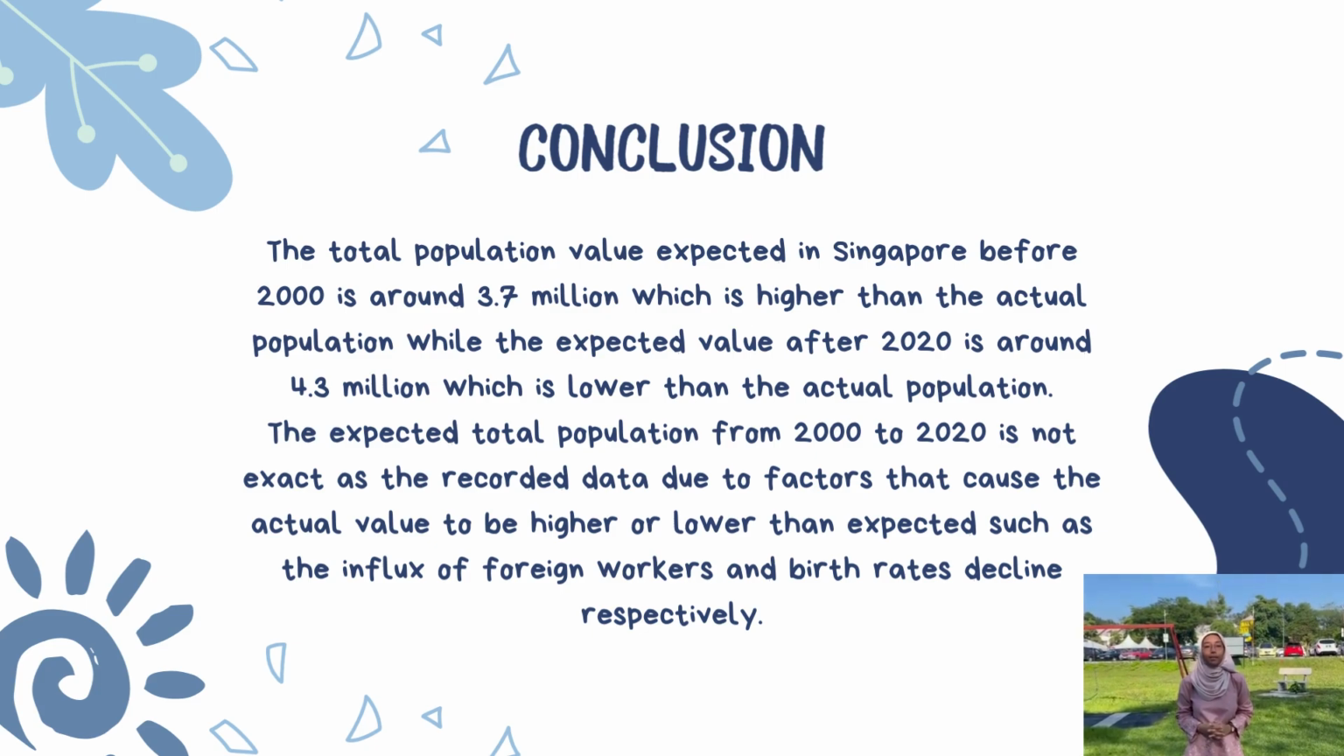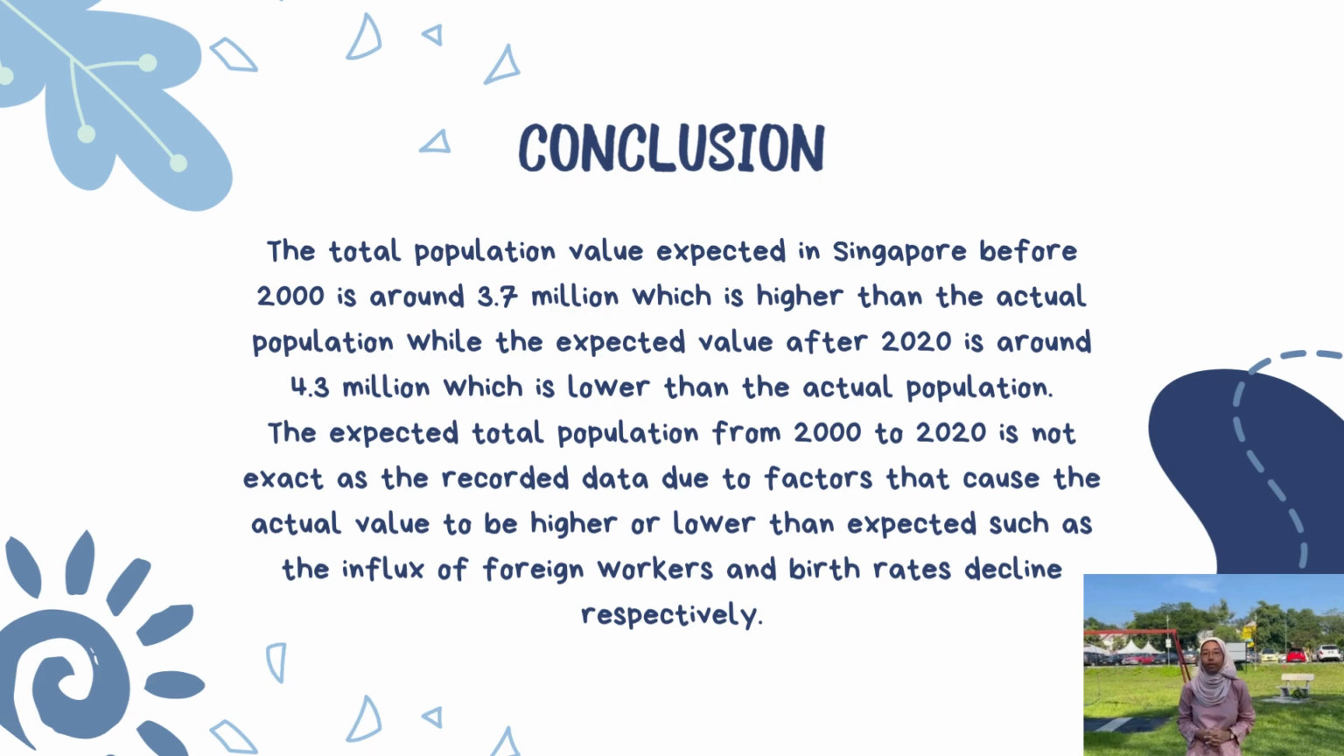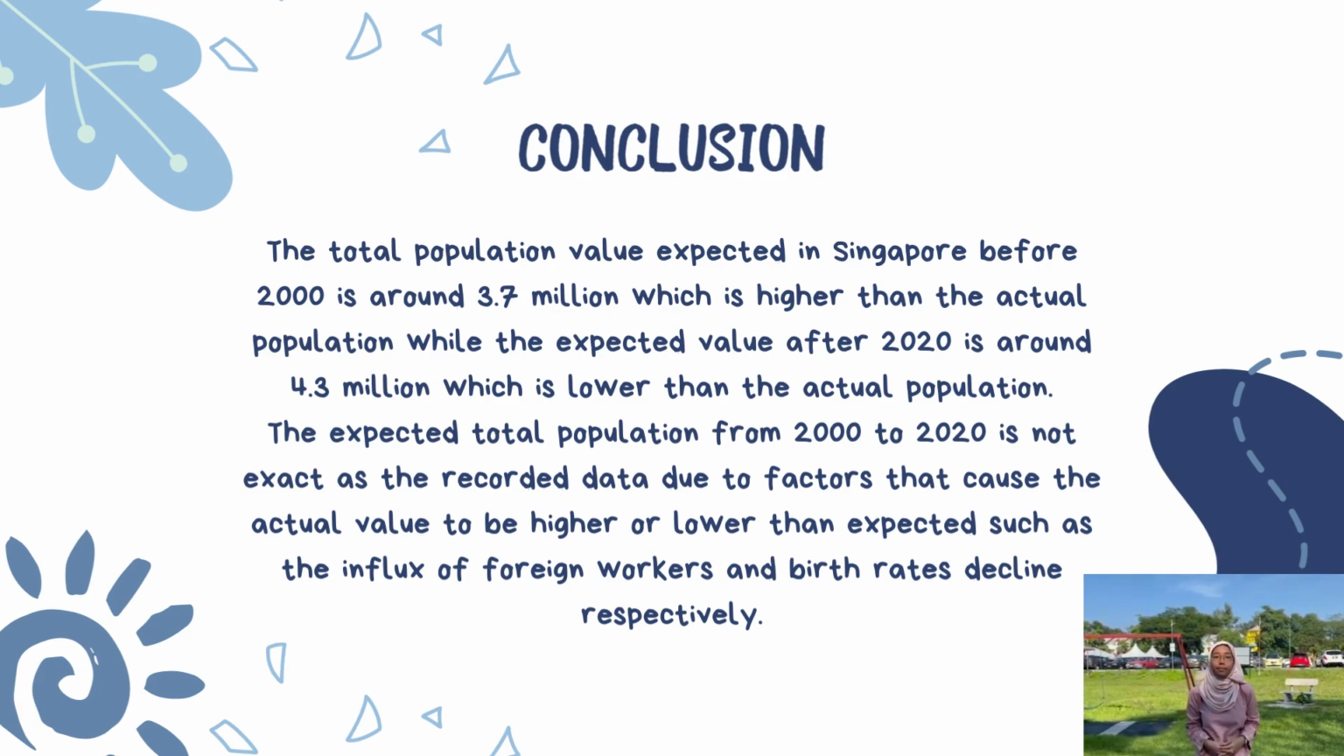From the calculation by the Malthusian method, the total population value expected in Singapore for 2000 is around 3.7 million, which is higher than the actual population, while the expected value after 2020 is around 4.2 million, which is lower than the actual population. The expected total population from 2000 to 2020 is not exact as the recorded data due to factors that cause the actual value to be higher or lower than expected, such as the influx of foreign workers and birth rates decline, respectively.